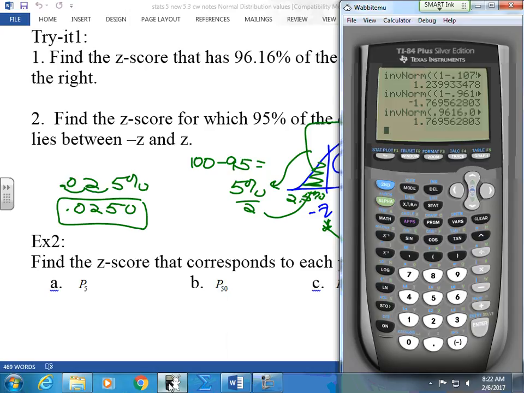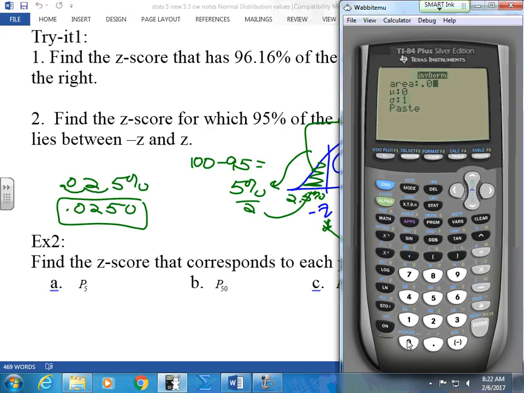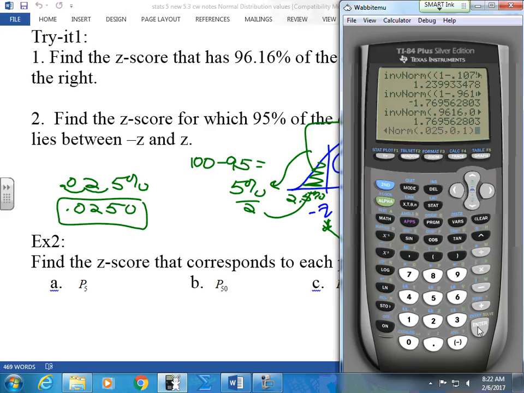So I do inverse norm. Your calculator's a little bit more exact than we are. I'm looking at 0.025. I don't need the 0 at the end. And I get negative 1.96. We said plus or minus 2. If you use plus or minus 2, that's fine, because remember the empirical rule rounds it. We weren't exact with the plus or minus 2, but that was for a rounding part. Negative 1.96, positive 1.96 are the exact values for that.